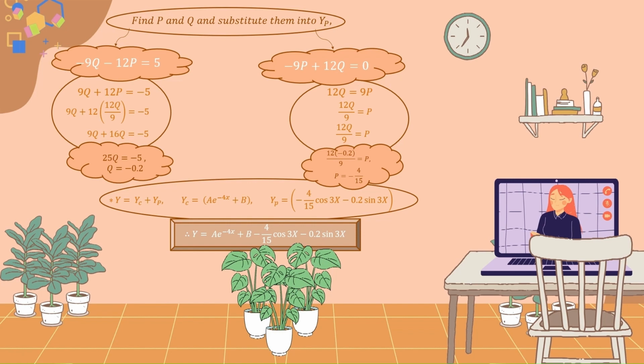which in this case will be y equal to a e to the power of negative 4x plus b minus 4 over 15 cos 3x minus 0.2 sin 3x. That will be our solution or answer for this question.